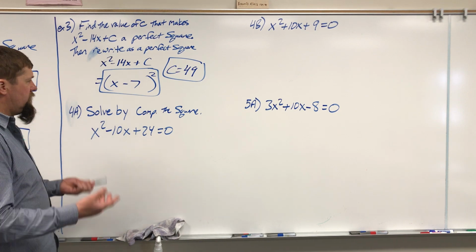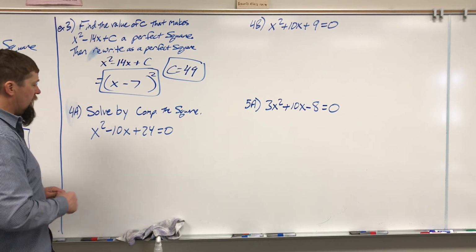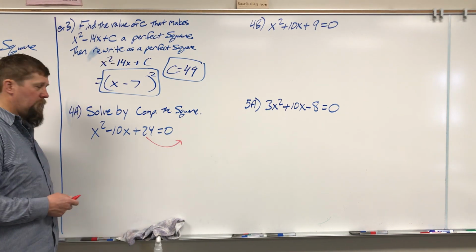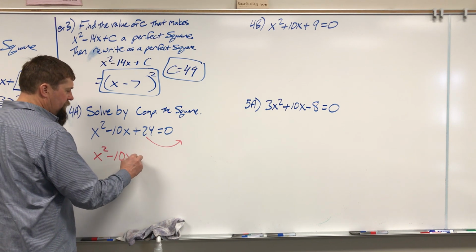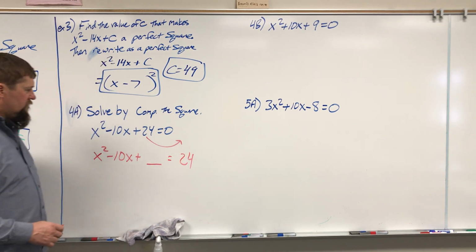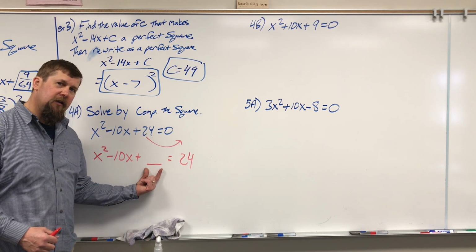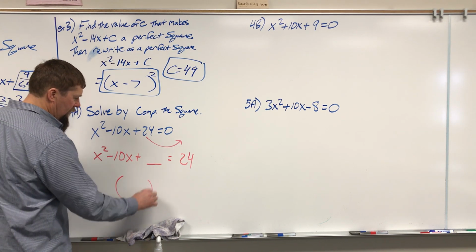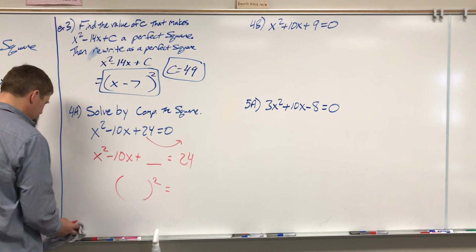All right, so what we're going to do first is we want to set the left side up as a perfect square. So I'm going to go ahead and get rid of the 24. We don't need that there right now. All we want there is x squared minus 10x plus some number equals 24. So we're going to leave a space here because we're going to fill that in with completing the square. Then we're going to rewrite this as a perfect square. I'm going to leave the 24 off of here right now because you'll see why in a second.